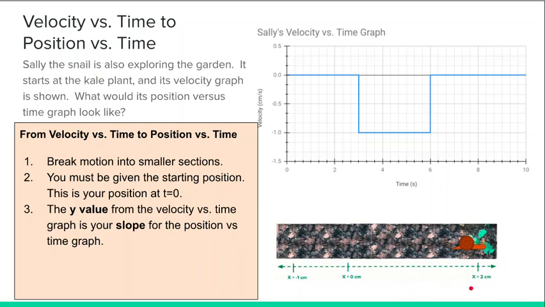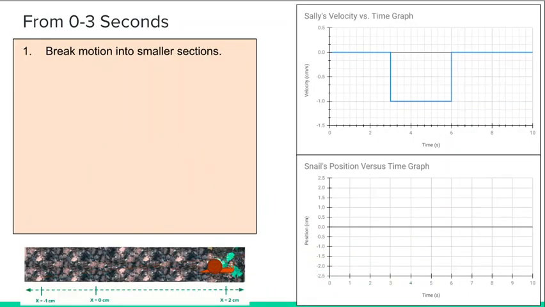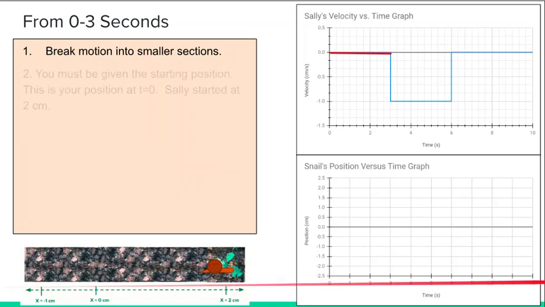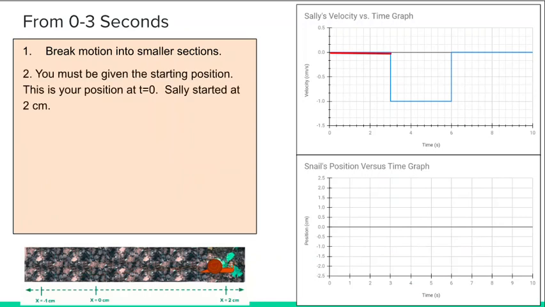So we need to know that ahead of time because it affects how the graph looks. Once we have the starting position, the y value from the velocity versus time graph, so that's this value, is going to be our slope for our position time graph. So let's do this example together. First, we're breaking the motion into smaller sections. We're going to look at 0 to 3 seconds first. And it says we must be given our starting position. So since Sally started at the kale plant, that's at 2 centimeters. So Sally's position is going to start right here.